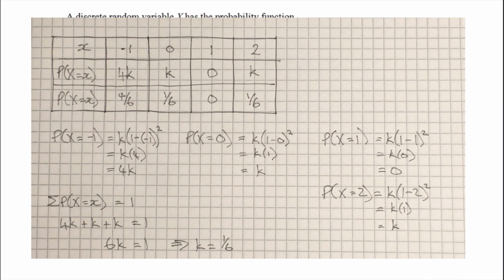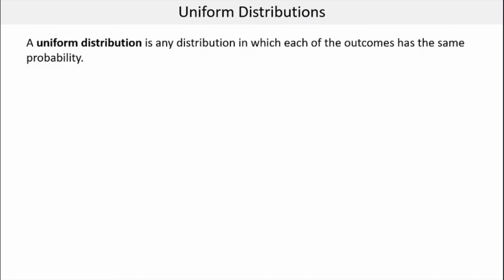Now, just be on the lookout for one specific type of discrete random variable, or one particular type of statistical distribution. This is called a uniform distribution, and you've actually come across quite a few of these up to now already. Uniform distribution is any distribution where each of the outcomes has the same probability of happening. Flipping a fair coin is a uniform distribution. Both the heads and the tails are equally likely to happen. Those are the only two outcomes we can have, and they both have the same probability of happening.